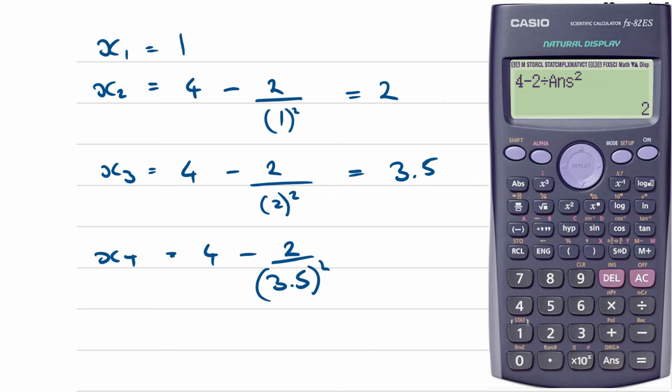But the clever thing is now 2 is the stored value. So if I just press the equal button again, it will feed 2 into that same expression and then recalculate it. So that gives me my 3.5. So to make this easier on myself, now all I have to keep doing is just press equals, and that will keep giving me the next one. So the next one is 3.84 to 2 decimal places.